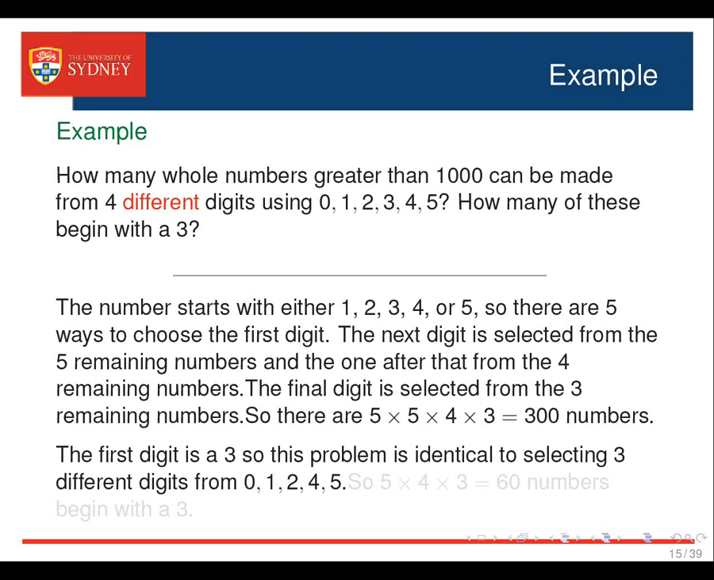If the first digit is a 3, then it is guaranteed the number will be greater than 1,000. So the problem is the same as selecting 3 digits from 0, 1, 2, 4, and 5. So there are 5 times 4 times 3, which equals 60 numbers beginning with a 3.